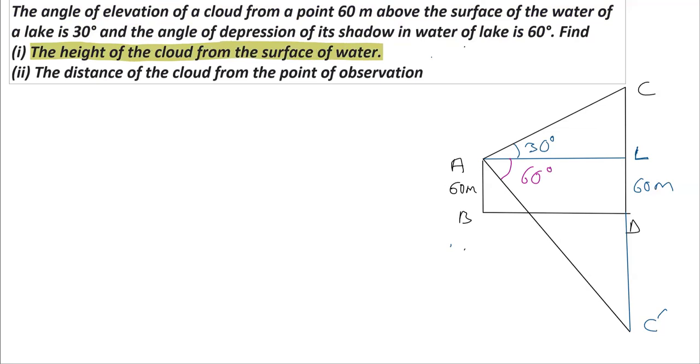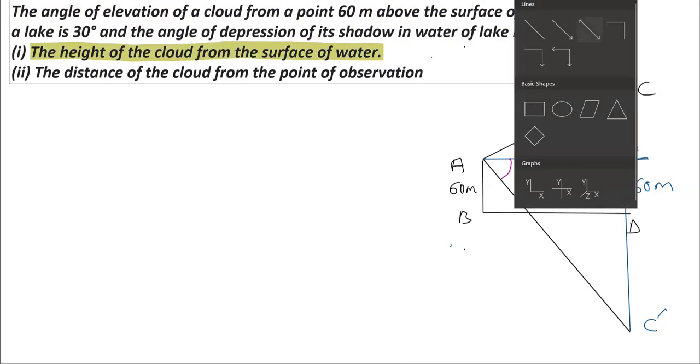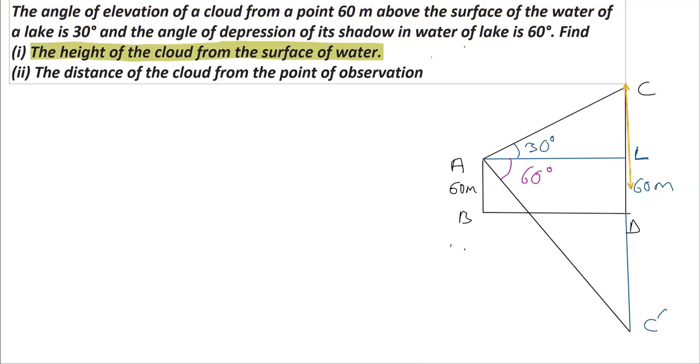Now, when we read the question later, we find that we have to find the height of the cloud from the surface of the lake. So what we have to find out is this length, that is from the surface of the lake. As you know, BD is the surface of the lake. Therefore, CD is what we have to get. Clearly, we know a part of it, so we can write the remaining part, that is CL as H.